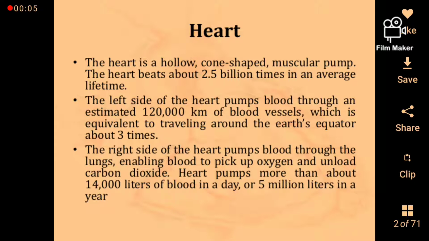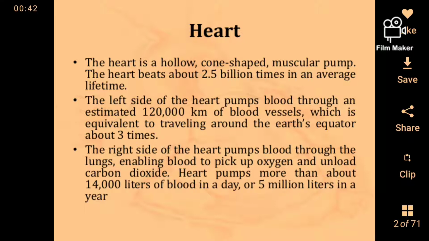So heart. The heart is a hollow, cone-shaped muscular pump. The heart beats about 2.5 million times in an average lifetime. The left side of the heart pumps blood through an estimated 120,000 kilometers of blood vessels, which is equivalent to traveling around the Earth equator about 3 times.